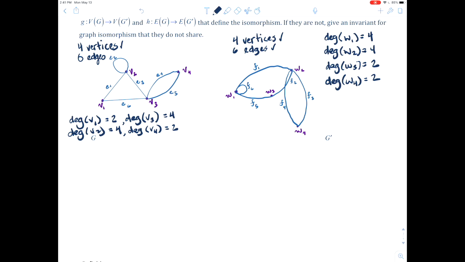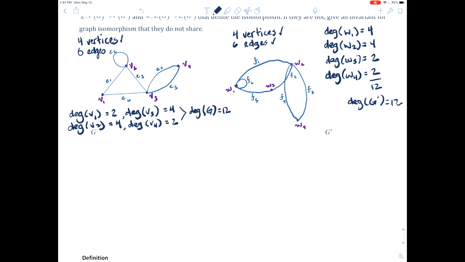Cool so far? So on this one, the degree of the graph G is 12. And this one, if you add it up, you get 12 as well. So the degree of the graph G prime is also 12. So that's good. And we get an idea of which vertices will correspond to each other, because as you can see, these graphs are very different in look. So, all right, let's do our correspondence.